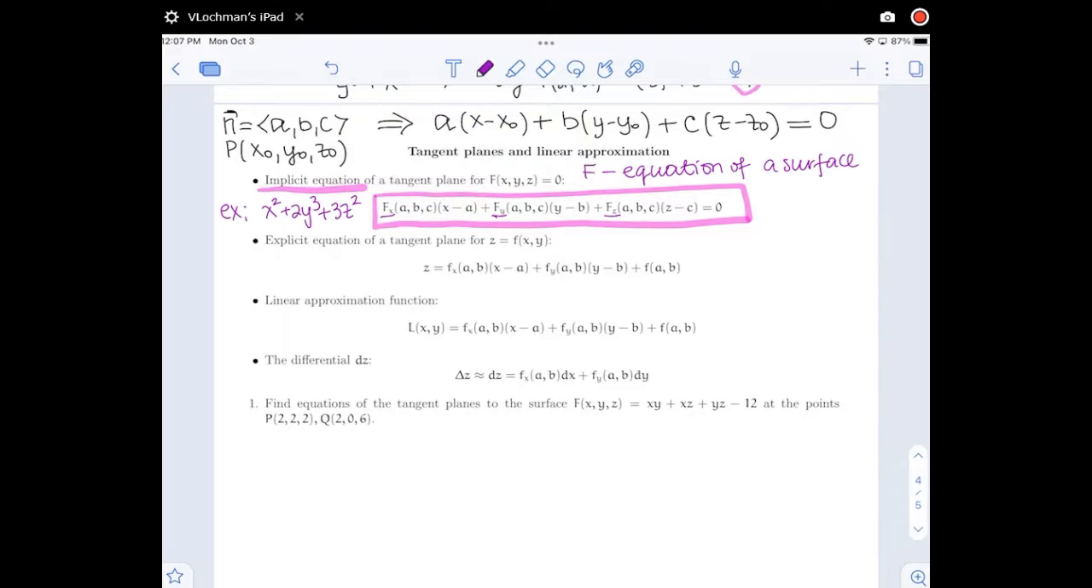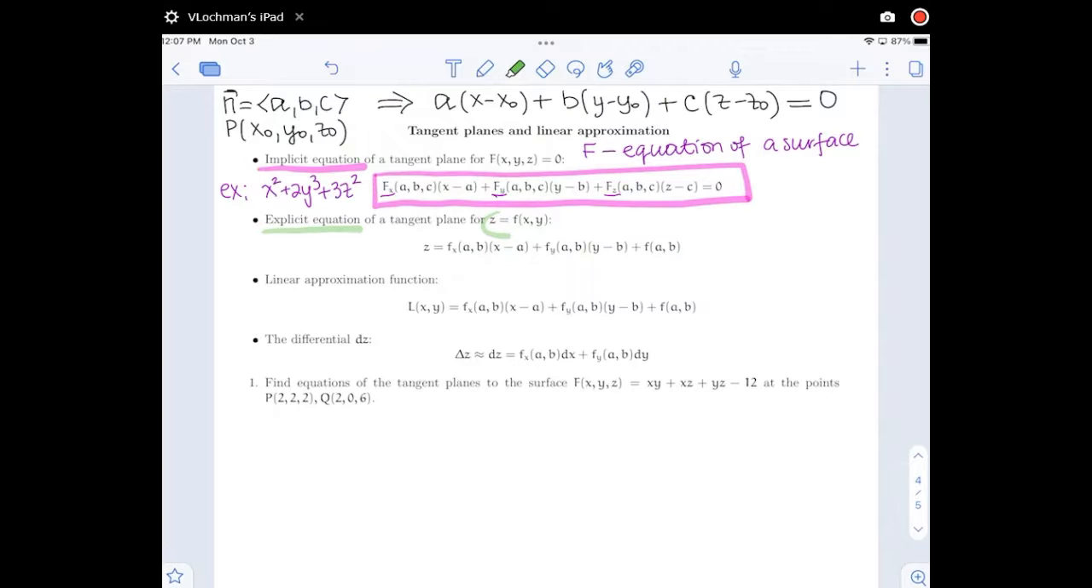Now, that was the implicit form. Sorry, I'll highlight the explicit one. When we have a function z equal to a function of x and y, then we can use this equation here, and it says z is going to be computed this way, where we have partials with respect to x and with respect to y. We evaluate them at the point, and we also have a value of the function at that point.